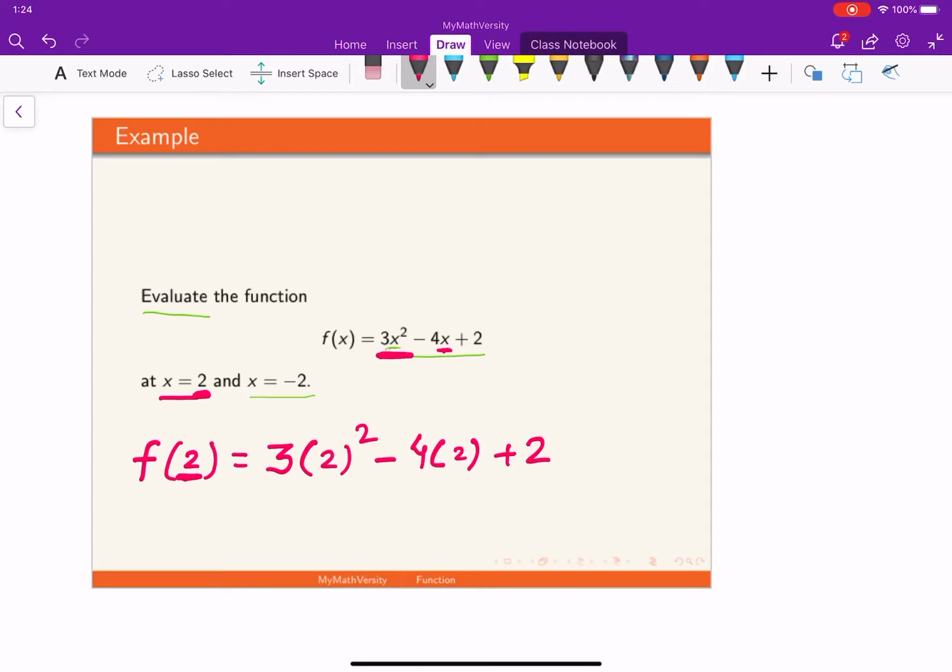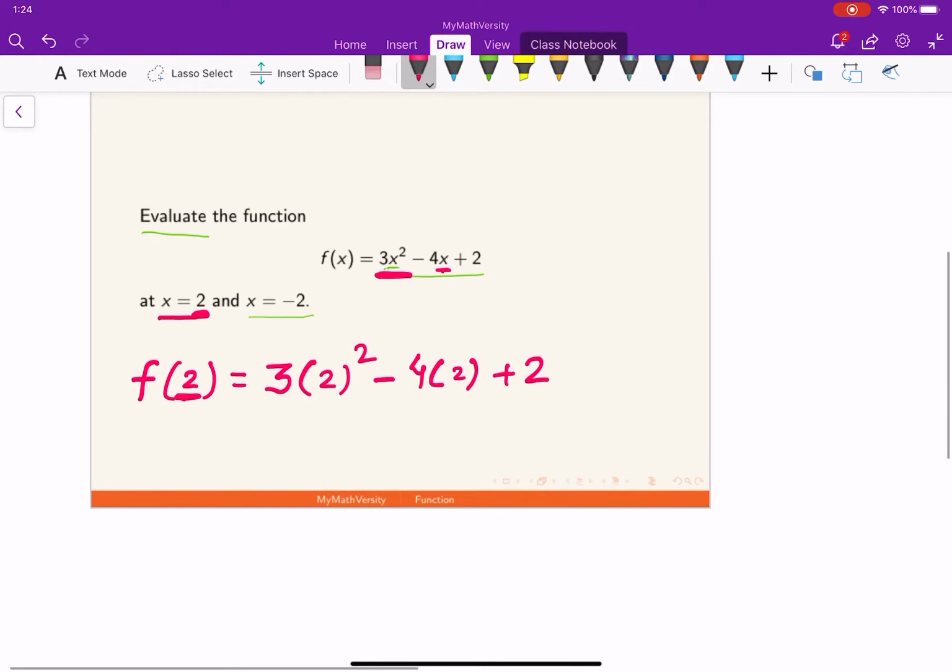So now we have just evaluated, but we don't know the actual value because we have not computed this expression. So let's try to do that. What is the square of 2? It is 4, and 4 times 3 will be 12, right? So that will be the simplification. And then we have over here negative 4 times 2, so that will be equal to negative 8, right? And then plus 2.